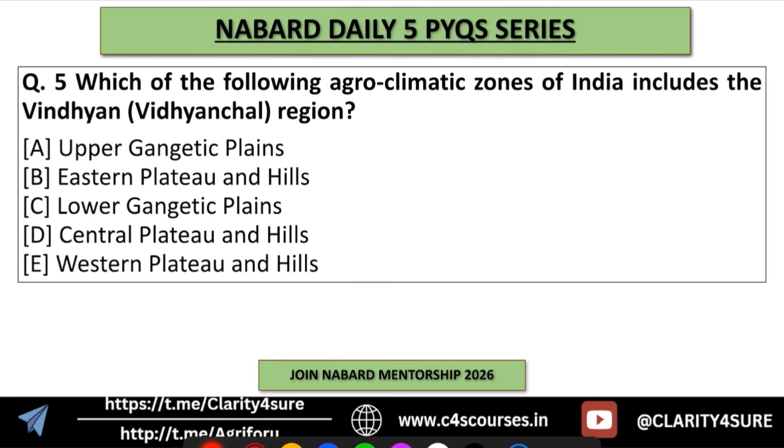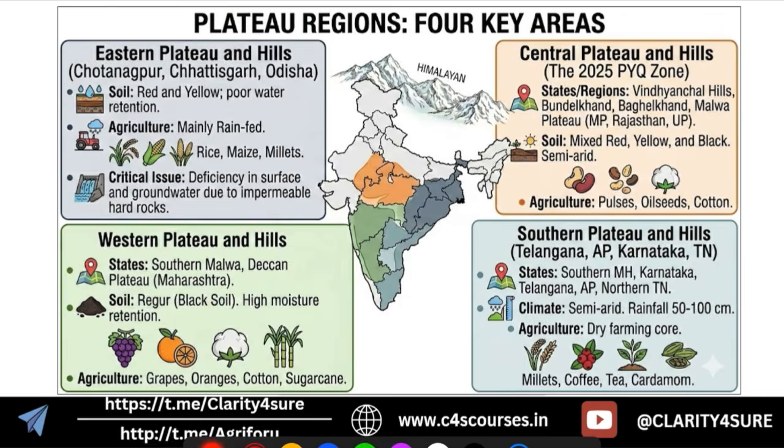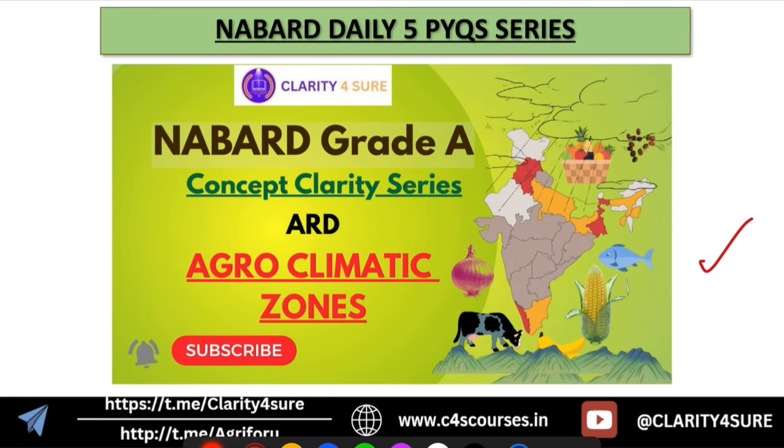The last question is, which of the following agroclimatic zones of India includes the Vindhyan region? We know that it is the Central Plateau and Hill Region. This is a PYQ that we already discussed, so please go and watch the agroclimatic zone video.